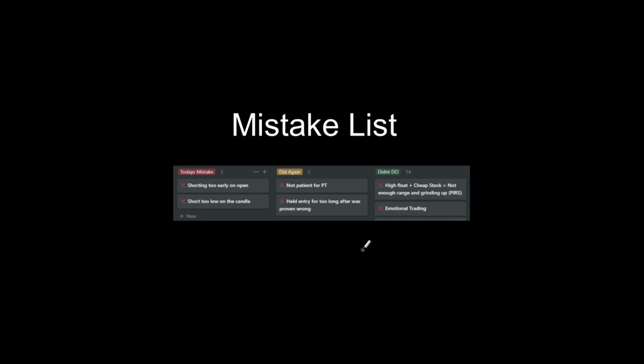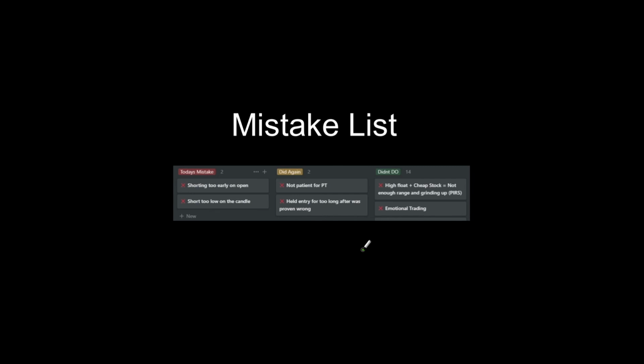Obviously, you don't want to forget about all the other rules, but I can see which ones are hurting me the most at the moment. And then lastly, I can see what I didn't do, and I can feel better and be like, oh, look, I didn't do all these mistakes. That's really good. And also, if I did do those mistakes again, I can put them back on today's mistake instead of creating a new one. So if I did emotional trading, for example, today, I'll put it back in today's mistake. And then if I did it again, I'll put it in the did again section.